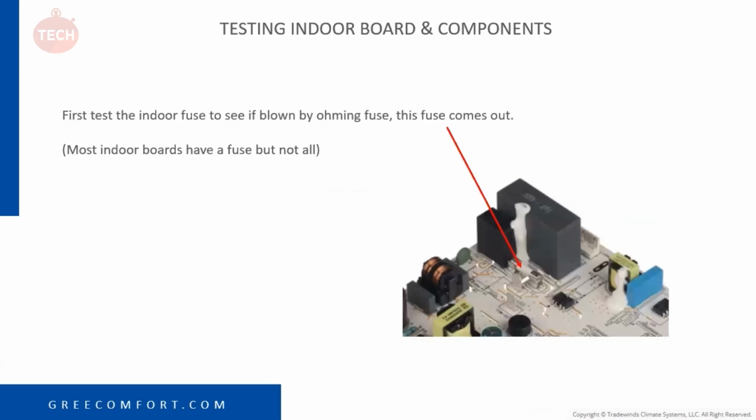It could be open. The indoor board, it's not on all of them, but a lot of these indoor boards do have a fuse that protects the rest of the components in there. This fuse does come out, so we can turn power off, pop that fuse out and ohm that fuse. If that fuse is blown, it could have been a power surge, and the power surge protected the rest of the components, or it could have been one of the components in the board or in that unit that caused this to blow.